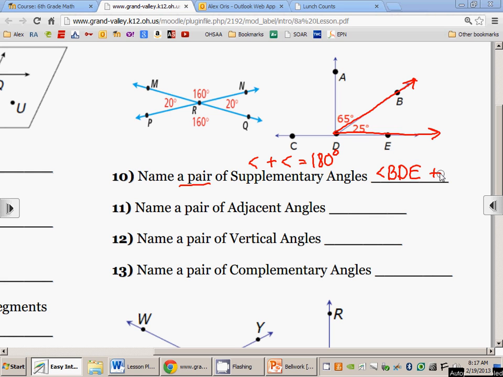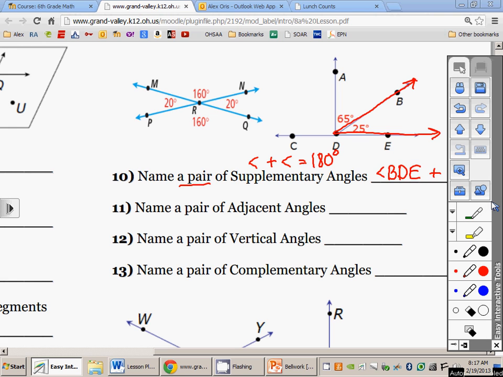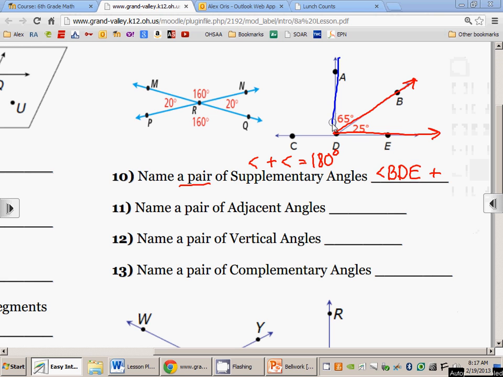Scott? ADE? Is that what you said, ADE? ADB. Nope, not ADB. See, if you did ADB, if you did this one right here, you would end up with 180 degrees or 90. What do those two together give you?